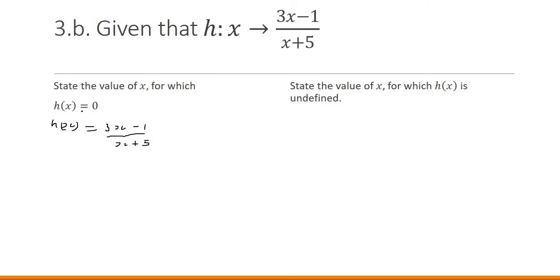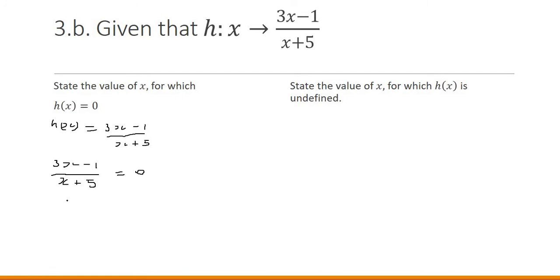So since h of x is equal to 0 and h of x is also equal to 3x minus 1 all over x plus 5, we can say that 3x minus 1 all over x plus 5 is equal to 0.